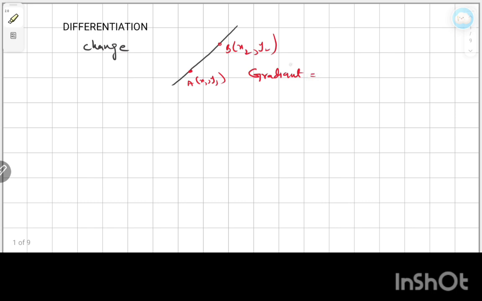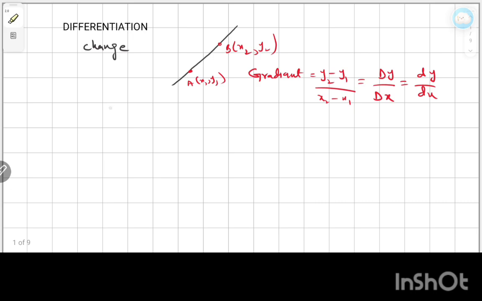What's the gradient? Rise over run, and we know the points slope formula: y2 minus y1 divided by x2 minus x1. So we can say that this is change in y over change in x. In more detail, we will discuss this as dy over dx. So it's very simple.